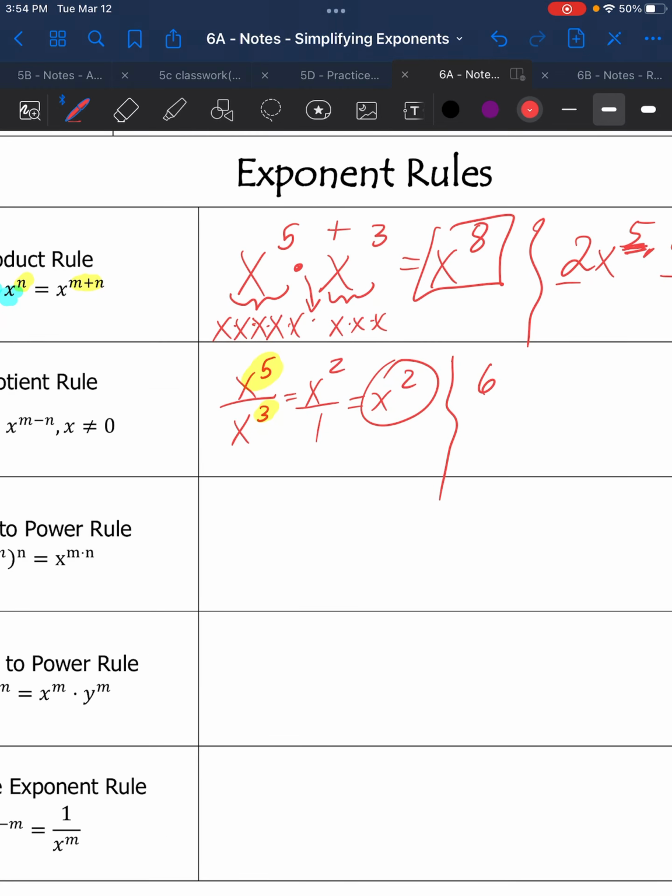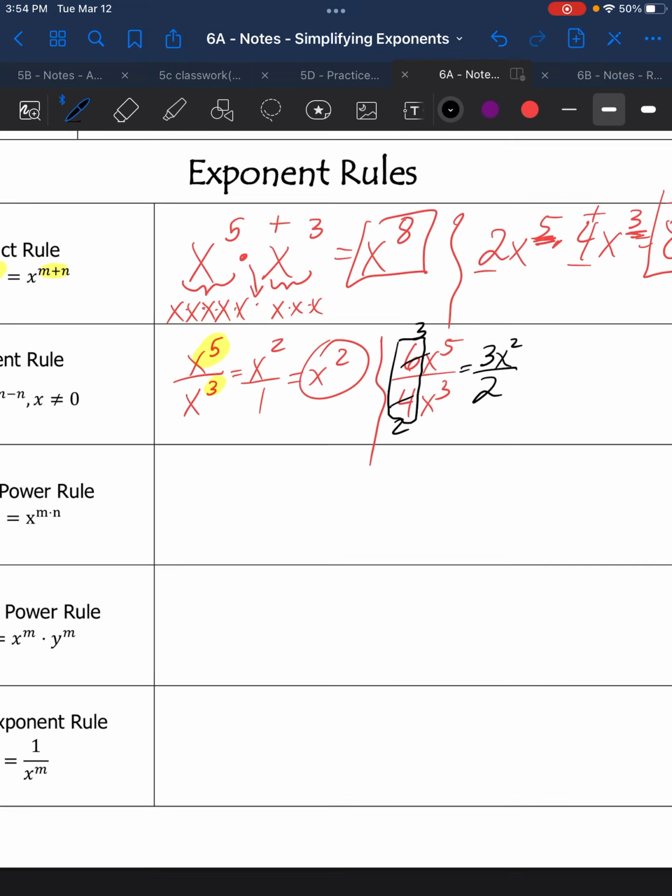If you have coefficients, so if I have like 6x to the fifth over, say, let's go 4x to the third, you treat those coefficients, those are just like fractions like you did in 5th grade. You're going to simplify them. So 6/4 you can divide by 2, divide by 2, and you get 3 over 2. X to the fifth divided by x to the third, you're going to subtract those exponents and it'll be x squared.